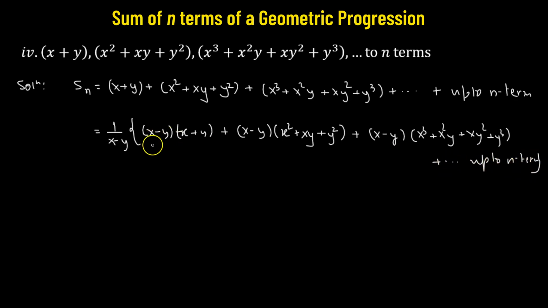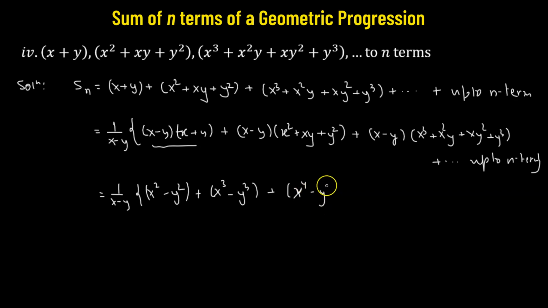Now when doing so, since we're multiplying with x minus y, our first term, which is x minus y times x plus y, this product is actually x squared minus y squared. Then coming to the second term, x minus y times x squared plus xy plus y squared, so this is actually x raised to the power of 3 minus y raised to the power of 3. Similarly, the fourth term will then become x raised to the power of 4 minus y raised to the power of 4, and this goes on up to n number of terms.